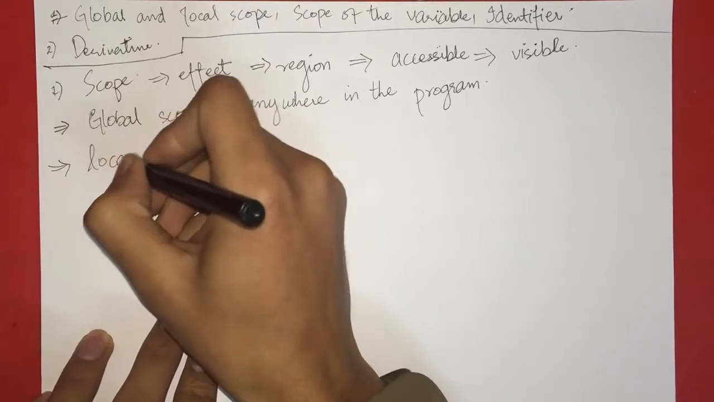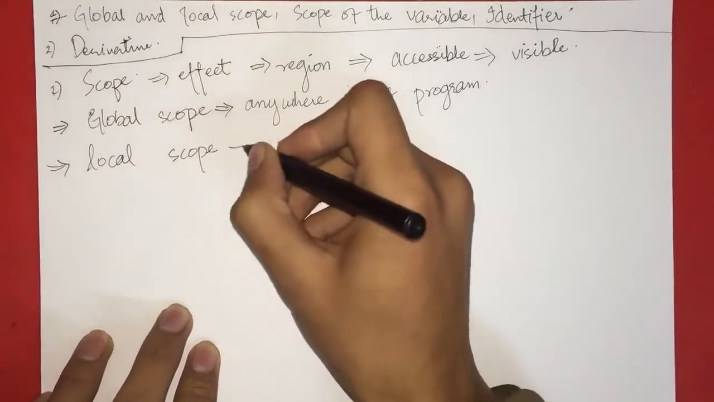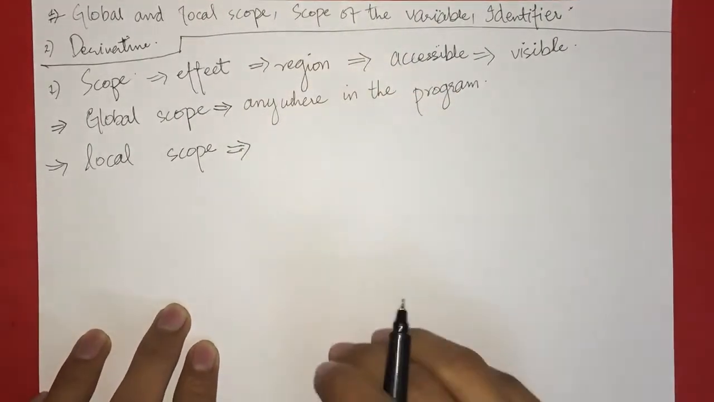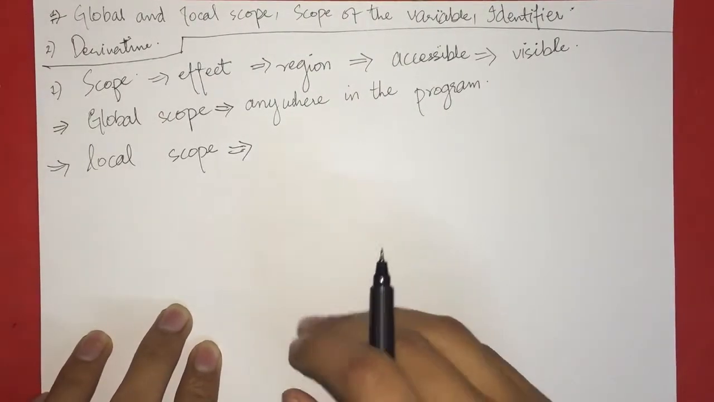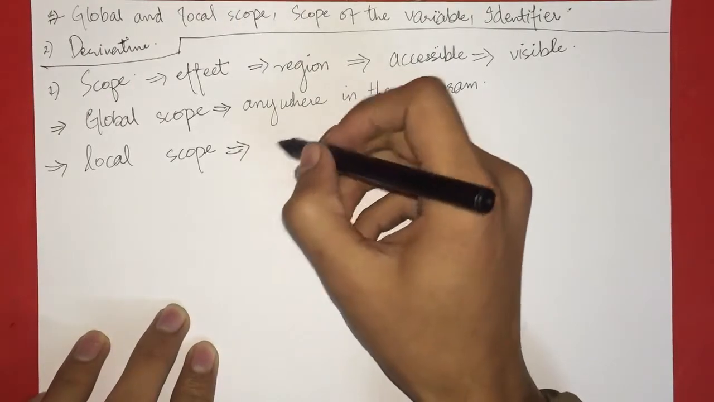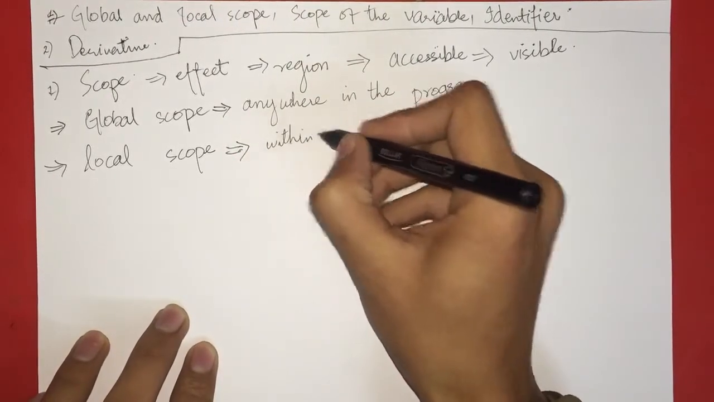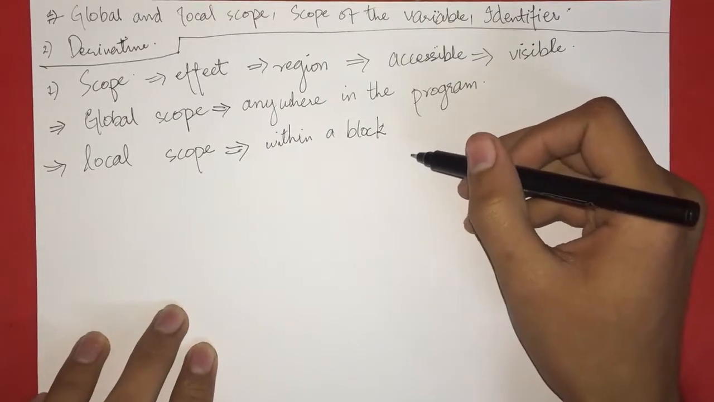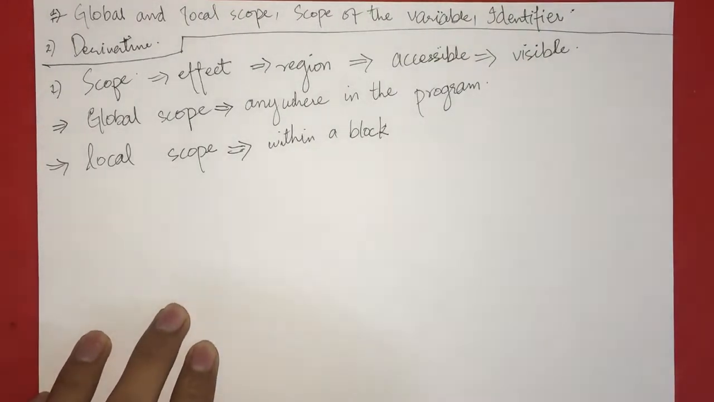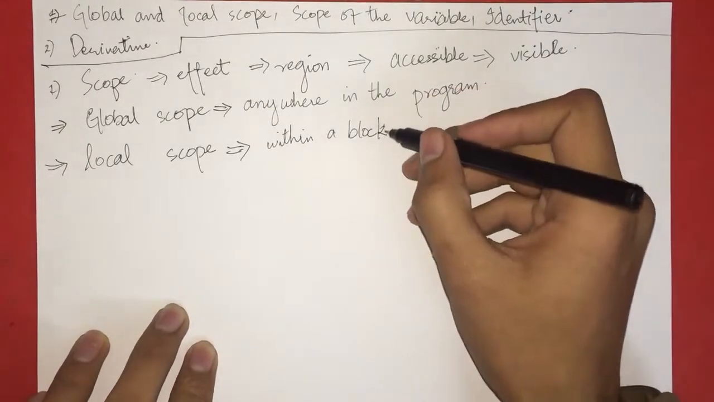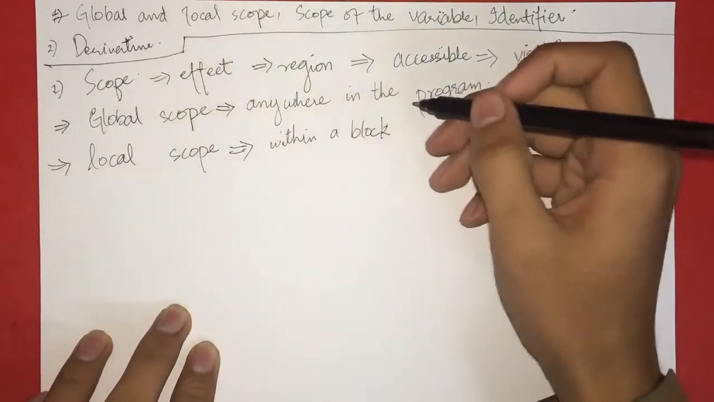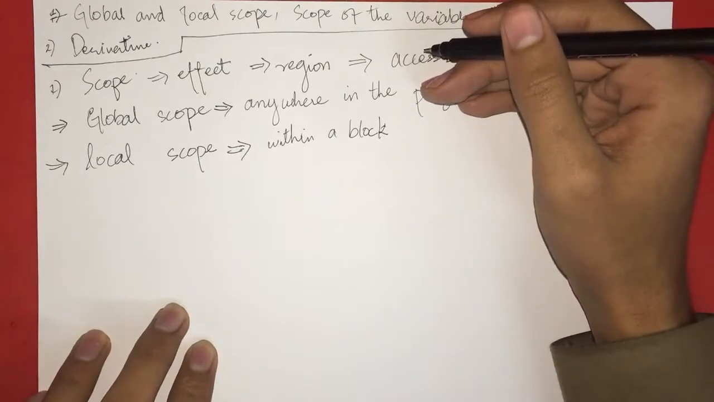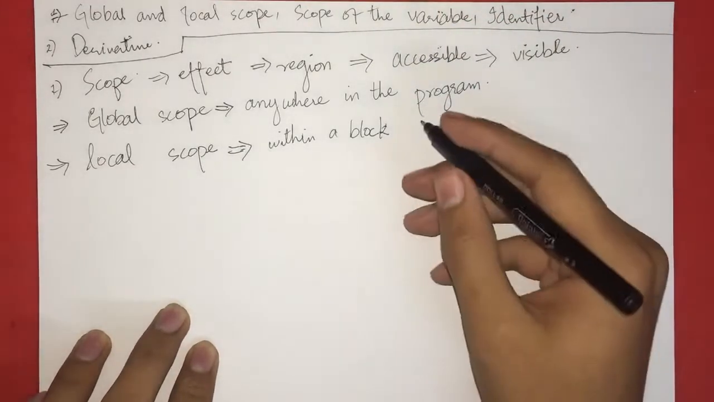But a local scope means that it has a local scope within a block. It's only accessible within the block it is initialized in. It is accessible only within the block where it is declared and initialized, and it cannot be accessed anywhere else except within that block. The local scope of an identifier starts where the identifier is declared, and ends with the closing brace.